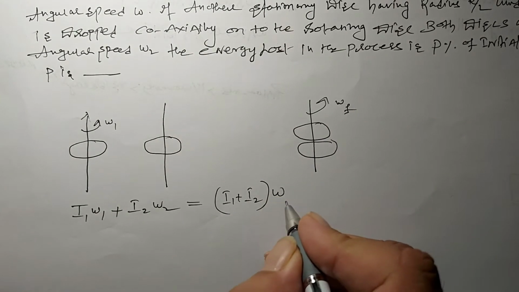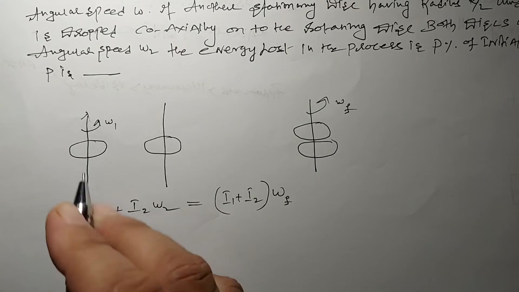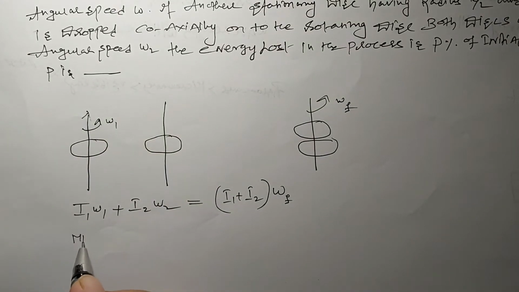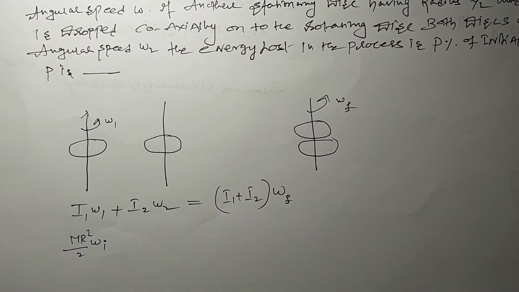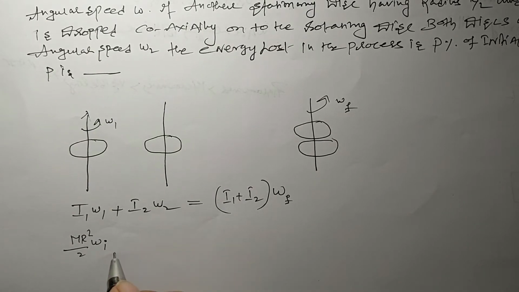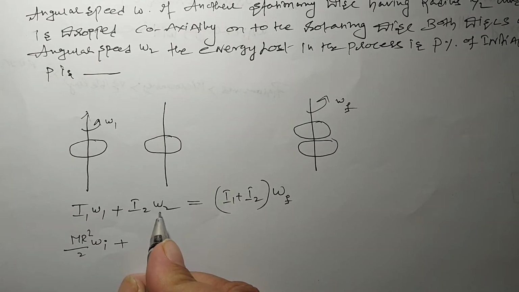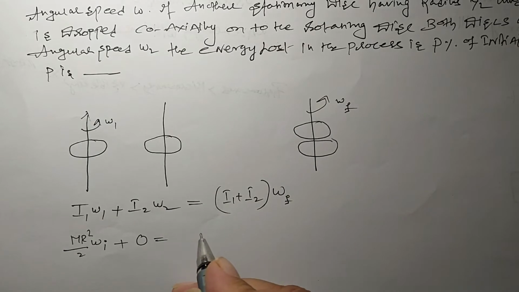Now let us assume this is omega final. I1 omega 1: what is the moment of inertia of this disk? That is mr square by 2 into omega initial, about an axis passing through its center. Now the second disk is at rest, it is not rotating, so the angular speed of this second disk is 0, is equal to I1 plus I2.